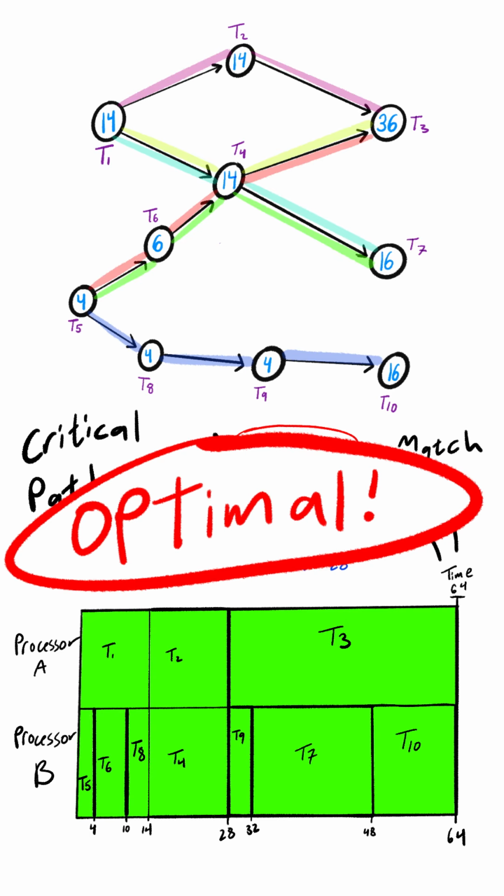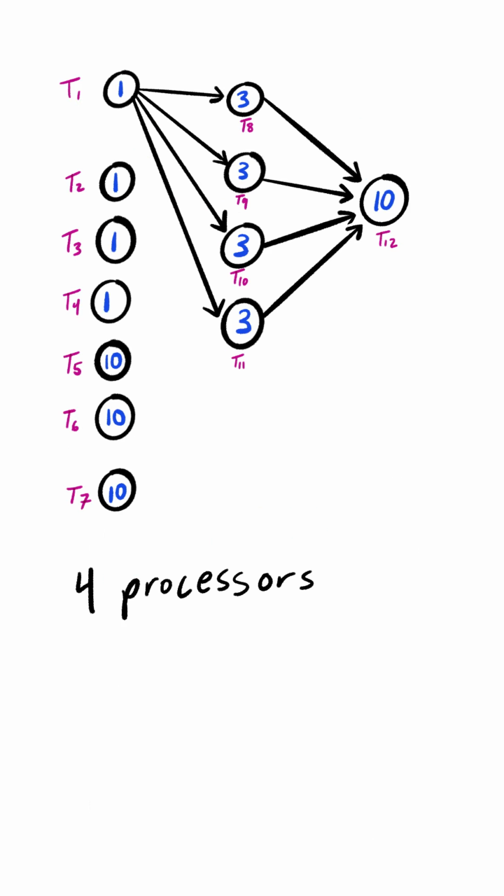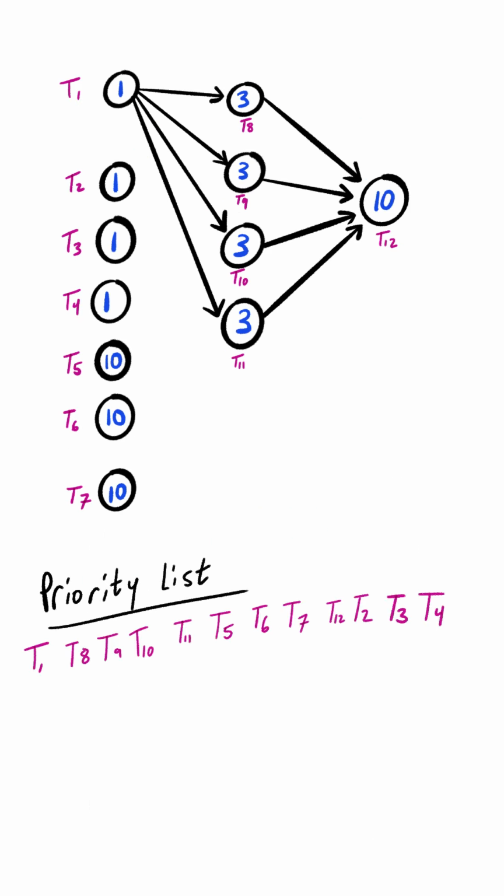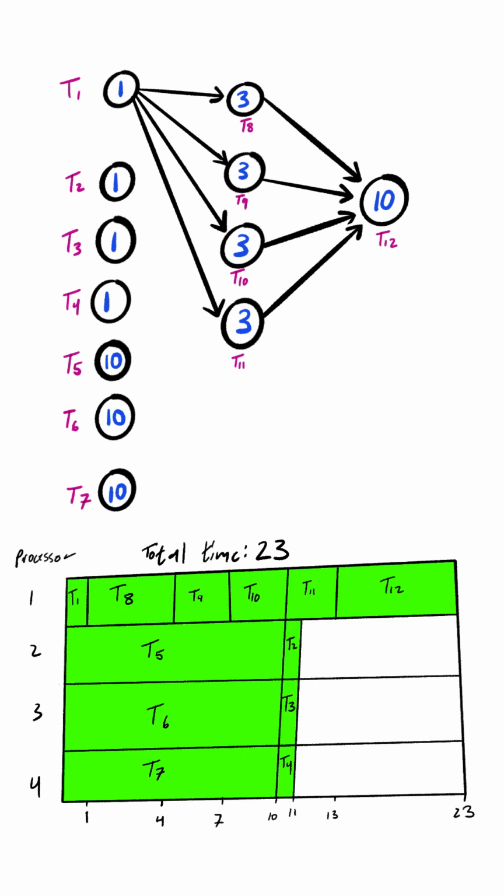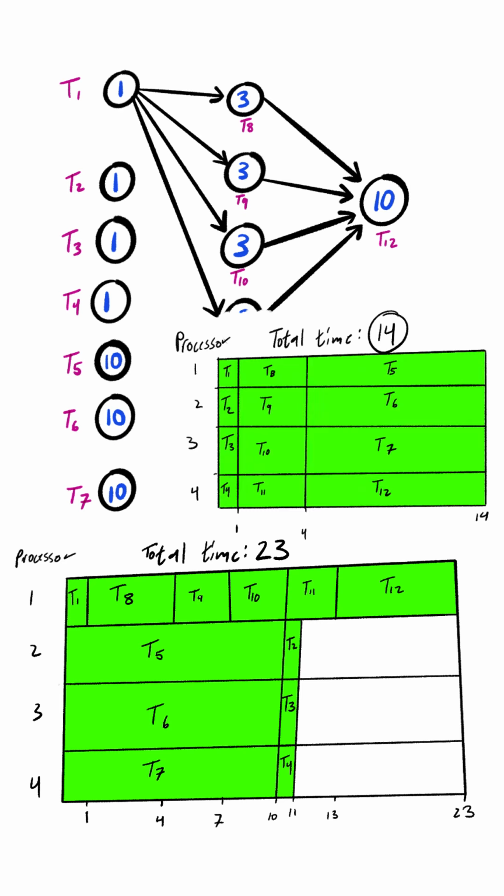Let's see what happens when we try it with a different example using 4 processors. The same algorithm produces this priority list, but after running the list processing algorithm, the schedule is actually the worst possible for this scenario. Here's what the truly optimal solution looks like instead. So what gives? Why the difference?